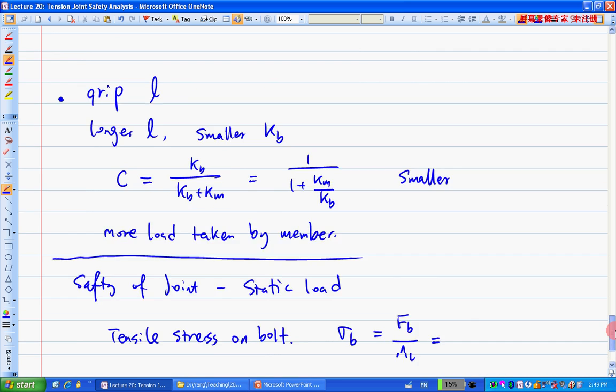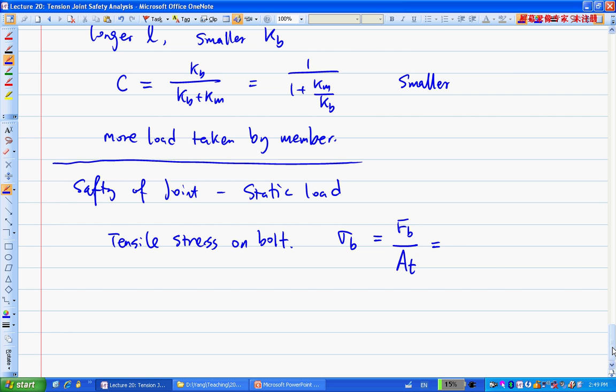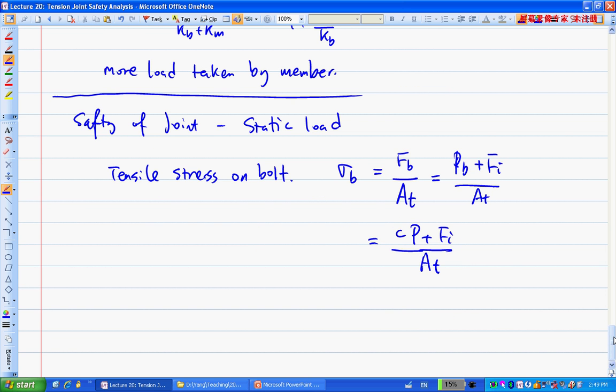And Fb, if you look at the formula, is Pb plus Fi. So Pb plus Fi over At. And Pb, if I use the C value, is equal to C times capital P. So your sigma b value is (CP plus Fi) over At. That's the tensile stress on the bolt.